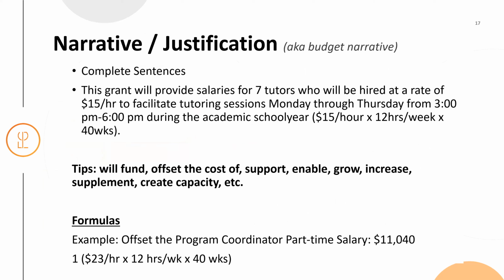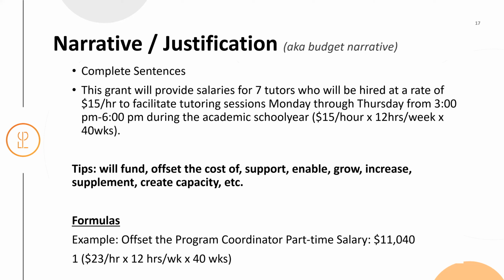because it may be one person, a program director, creating the budget and then a grant writer having to submit it. So having these items, this kind of allocations, is really helpful. So you can use either complete sentences, like the one you see on your screen. This grant will provide salaries for 7 tutors who will be hired at a rate of, and to facilitate tutoring sessions Monday through Thursday. For me, I would leave out the 3 to 6 p.m. because you might be boxing yourself out, but you could just say for 3 hours per day, 5 days a week during the academic school year. And then you do your formula.